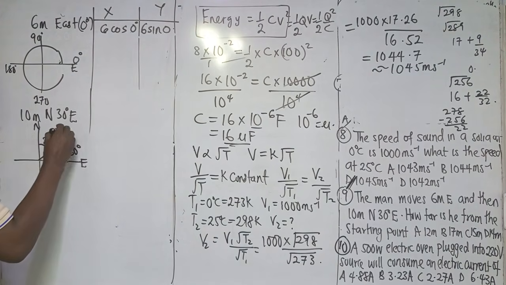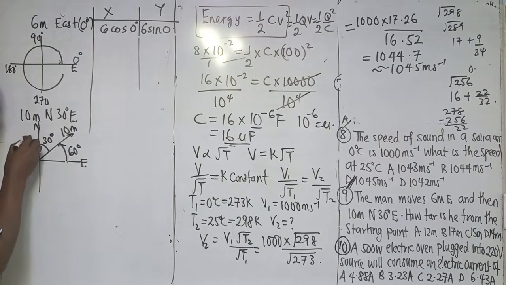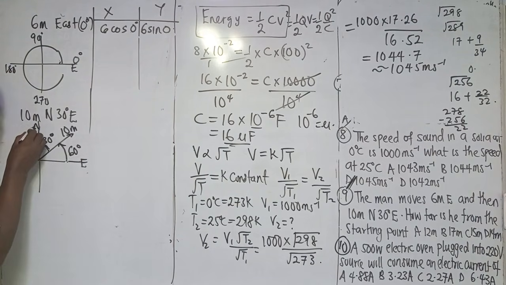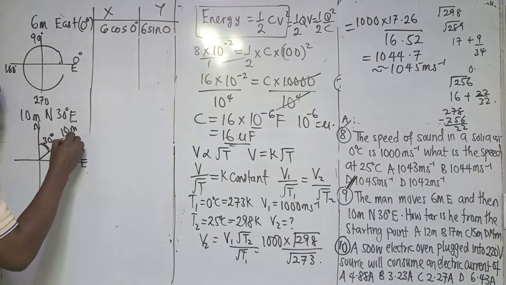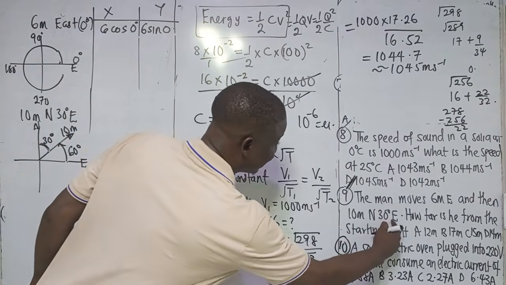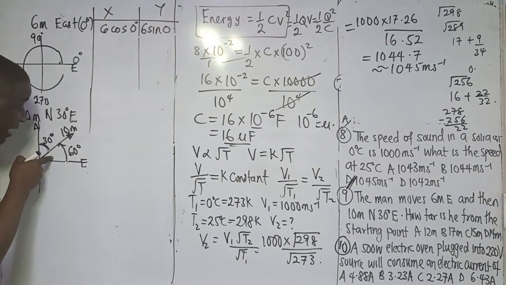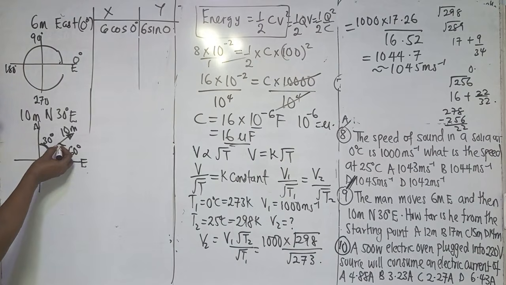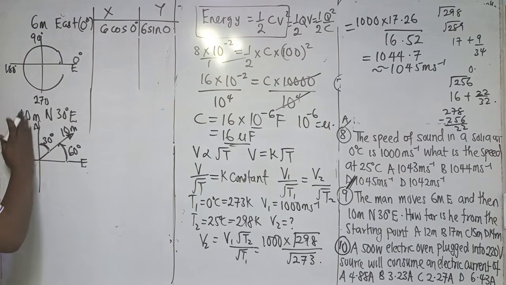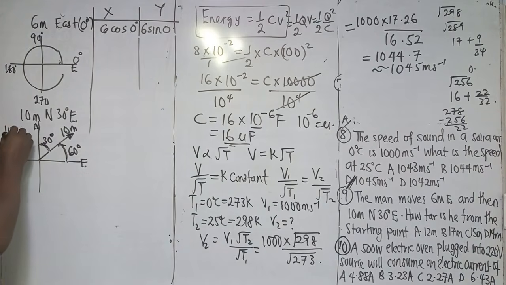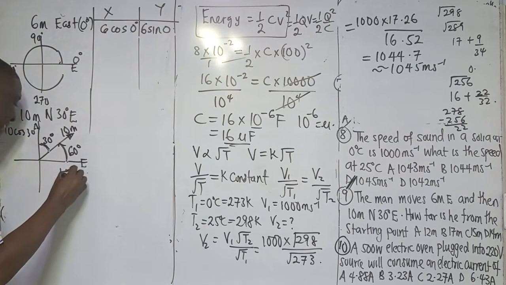Now this is 10 meter, not 30 degrees east. They started with north, 30 degrees. So I started with north, then drew 30 degrees. Why do I have to take this angle? If I use this one, I will use cos 30 degrees for Y. Then if I want to resolve, here will now be 10 cos 30, and here will be 10 sine 30.